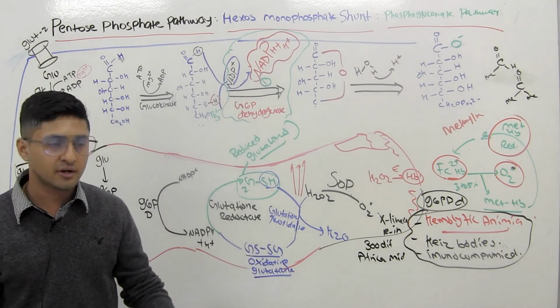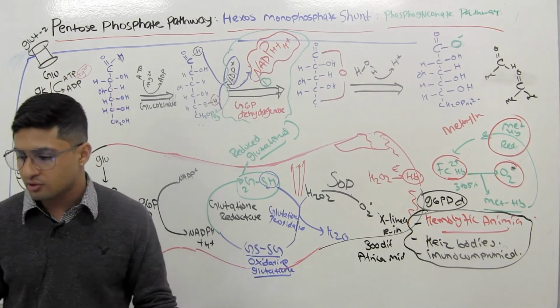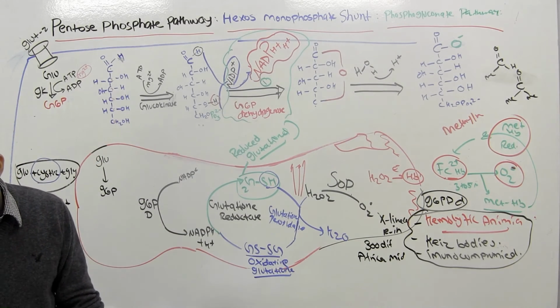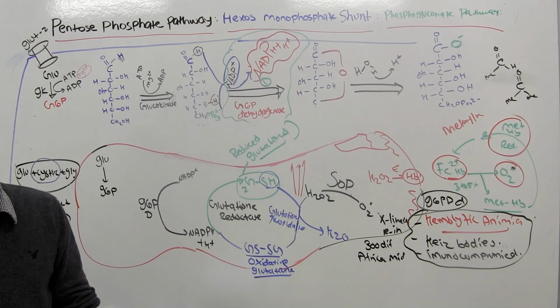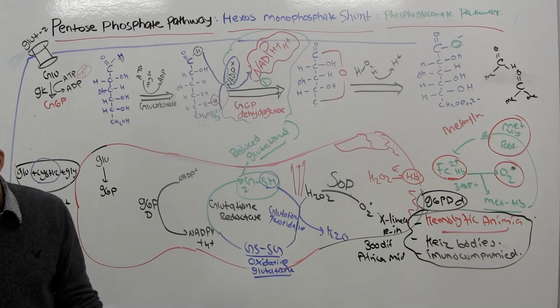Because it's important to look for the Heinz bodies, since with this deficiency it will create unstable enzymes. And obviously it's going to have a much shorter half-life. And obviously glutathione is not there, so it's not going to protect the cell membranes and all that stuff.